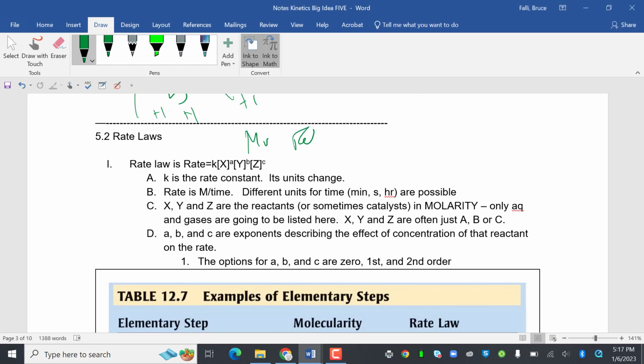Foley, and this honestly is my favorite topic in AP chemistry. I like the rate laws. I like the math with it. I think it's kind of crazy. I think it's kind of fun, but there's a lot to it, so I'm going to hop right into it.